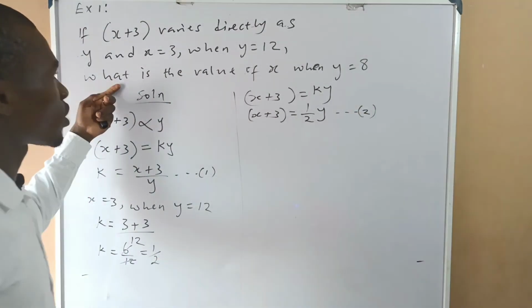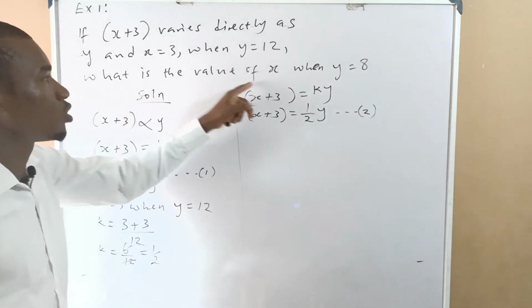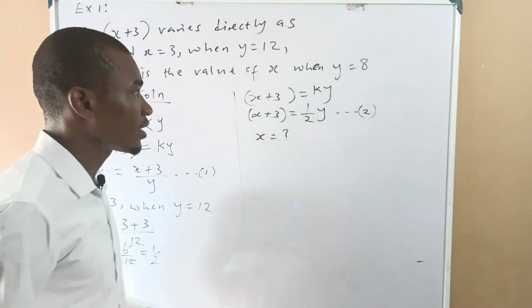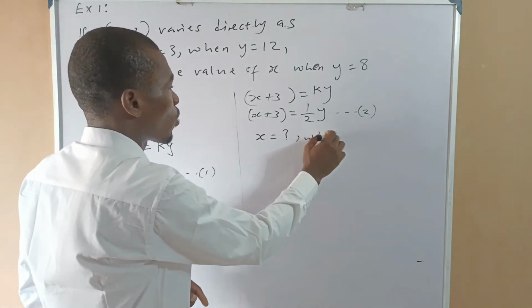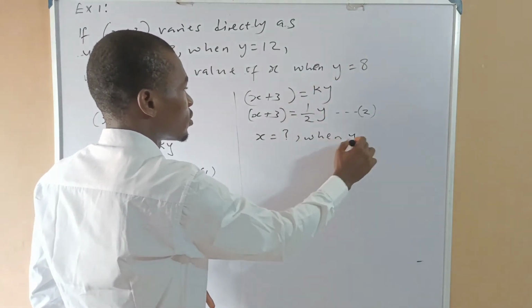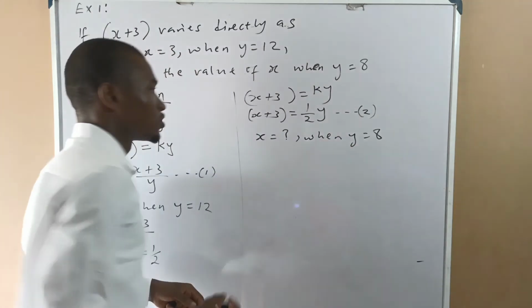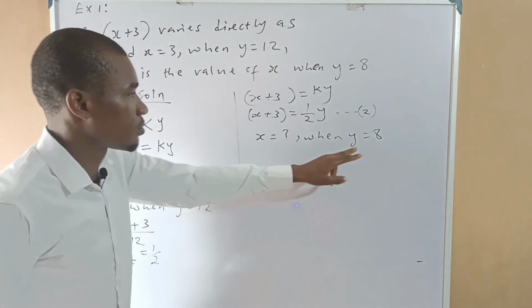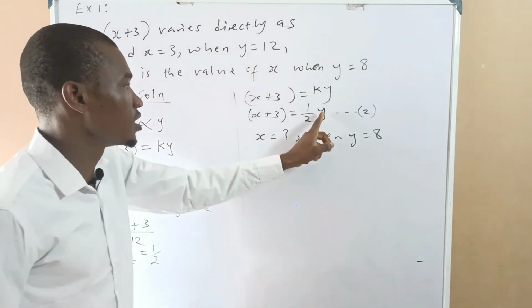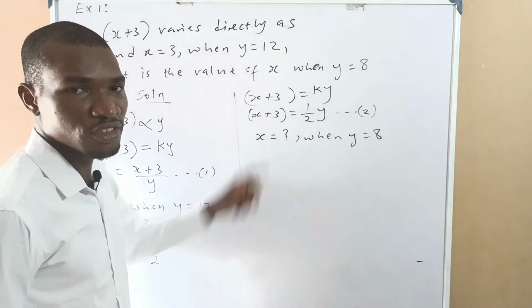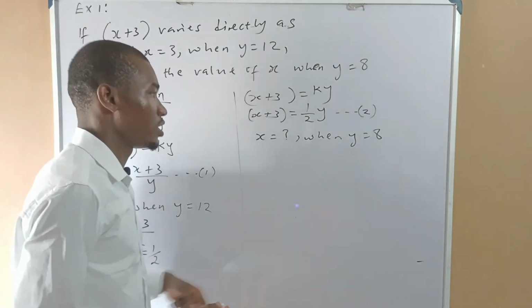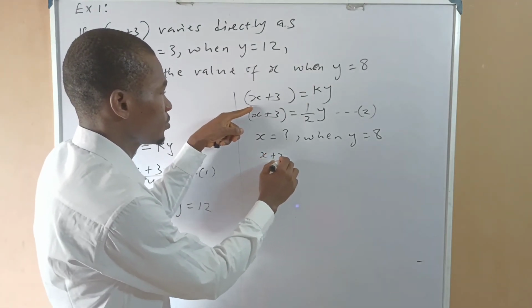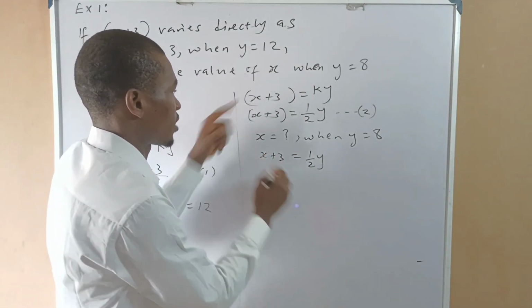Now they ask us that we should find the value of x. So we don't know what x is. Let me replace it with a question mark, when y is equal to 8. So coming to this equation of relationship, whenever we see y, we replace it with 8. And for x, we make x the subject of the formula to find our value of x, such that this is x plus 3, remember, is equal to half y.